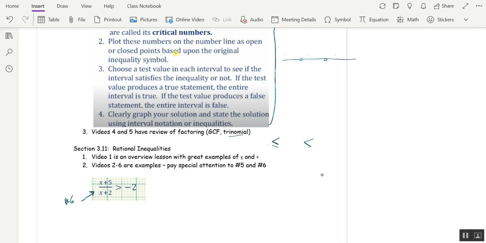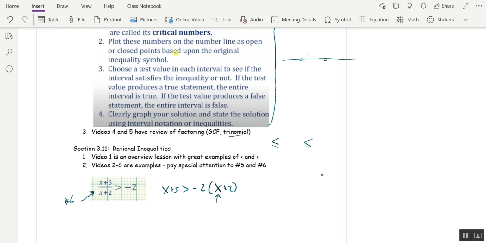Now, one thing you might be asking is, as you go through his video solution, you might say, hey, why not, rather than move the 2 over and get a common denominator, why can't I just multiply both sides by x plus 2 and clear the denominators? So you'd have x plus 5 greater than negative 2 times x plus 2, and then you're in the situation of a polynomial inequality. Well, the reason you can't do that is that you can never multiply both sides of an inequality by an expression with a variable in it if you don't know that expression is positive or negative.